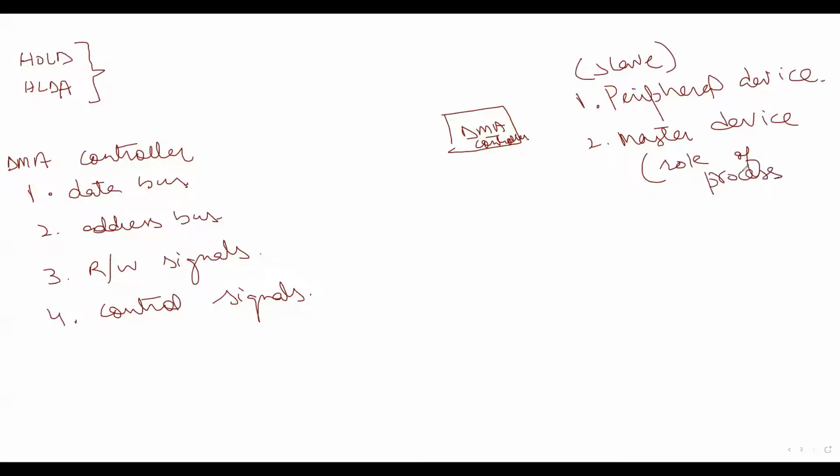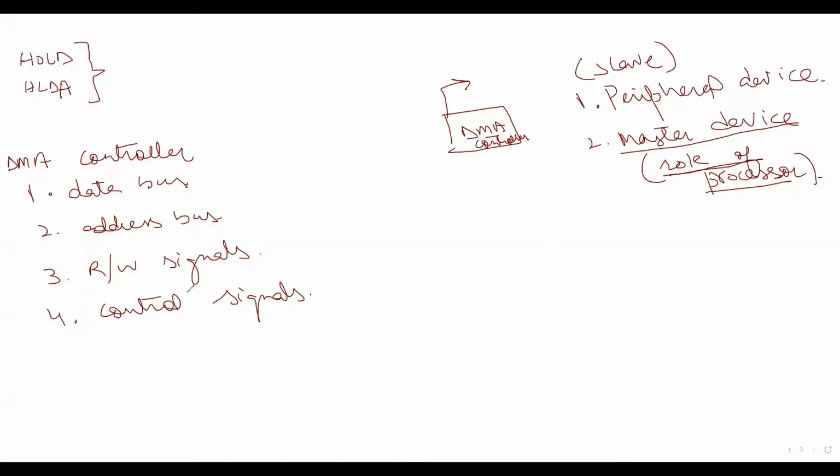So initially the DMA controller is a slave device. Slave device means that it works under the control of the processor. So it has to send a request to the microprocessor. After getting the access of the data and address buses, it acts as a master device. Master device means that it has the role of processor to do the data transfer.